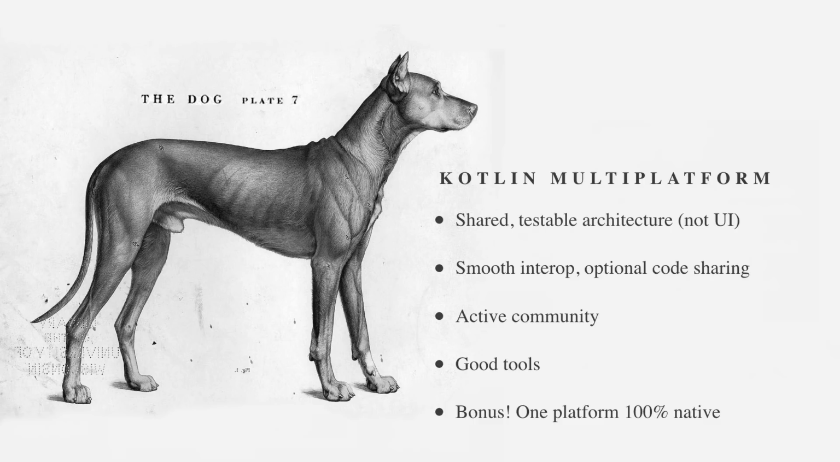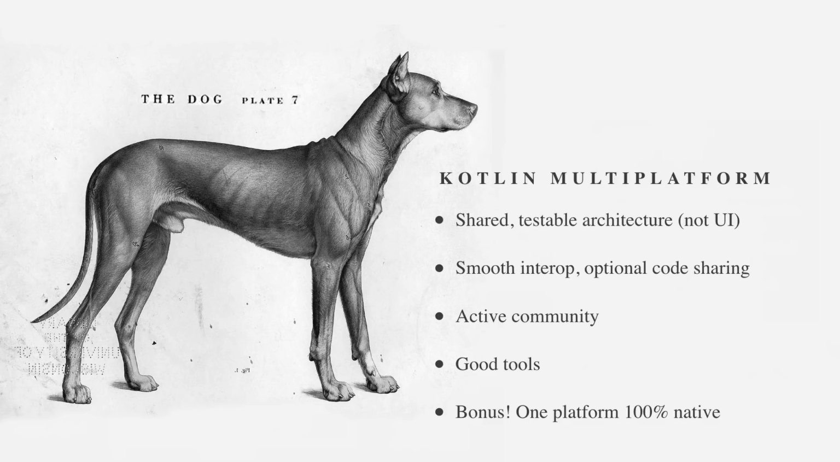These are the species traits. It is a shared testable architecture, not UI. Smooth interop, and by that I mean not exceptional integrations. Like, you don't need to crack open C++ when you talk to the native code. It's optional code sharing, so it's not trying to be the locus of everything for your app. You can just put some stuff in and talk to it like any other library.